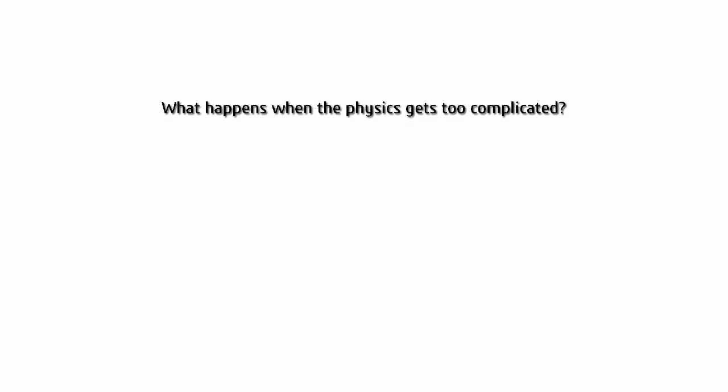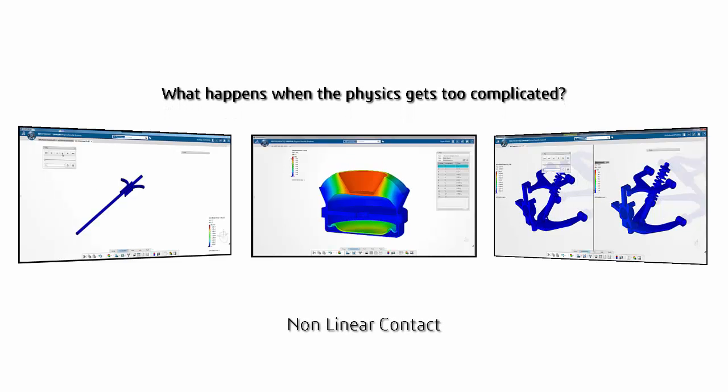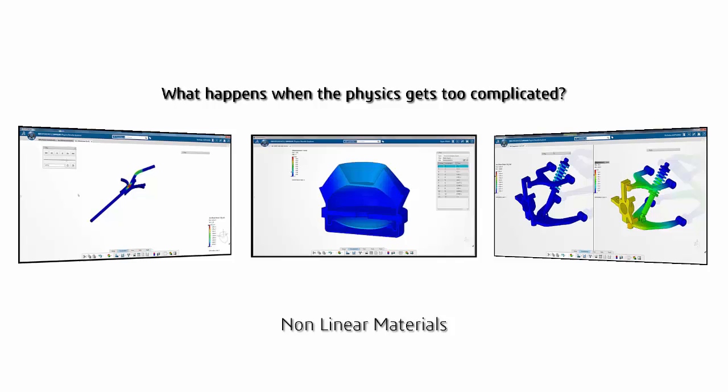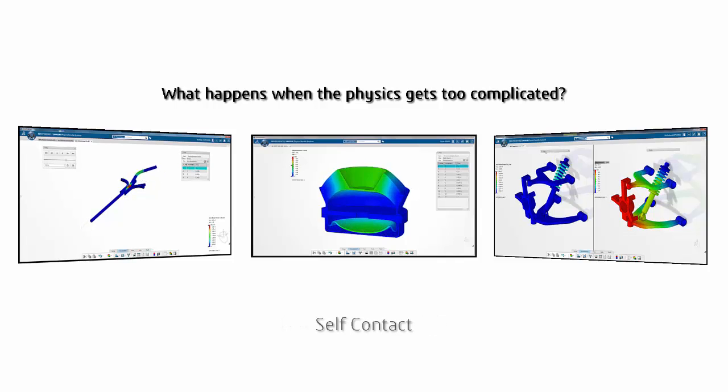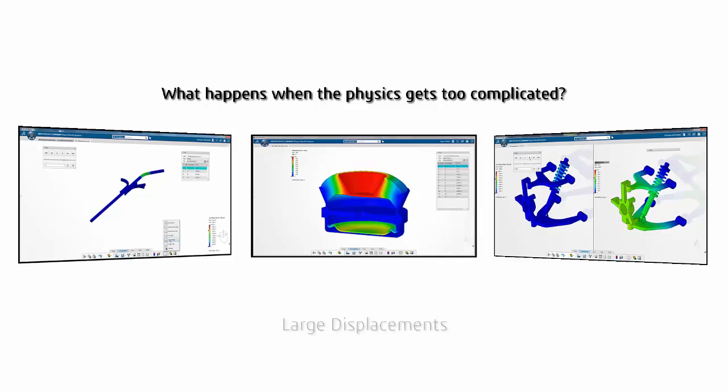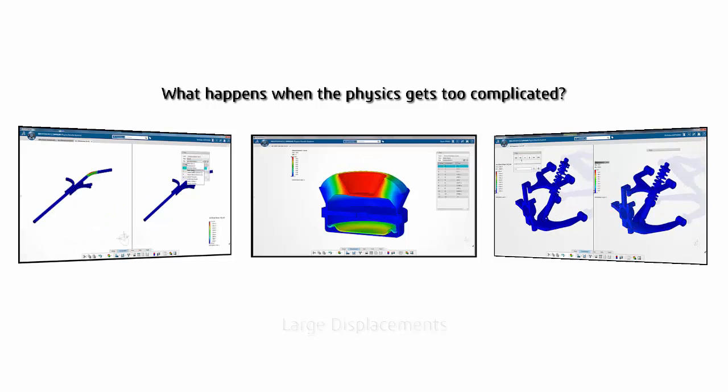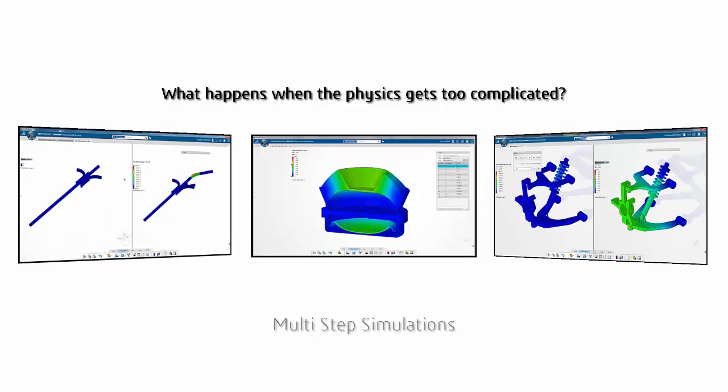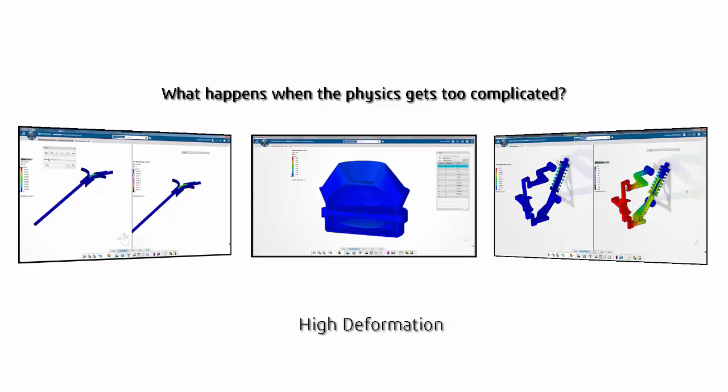Over the past few years, it has been possible to perform simple simulations directly embedded into CAD systems. But what happens if the physics gets complicated, including such effects as nonlinear contact, nonlinear materials, self-contacts, large displacements, multiple step simulations, and high deformations? This makes the simulation physics complicated to solve.